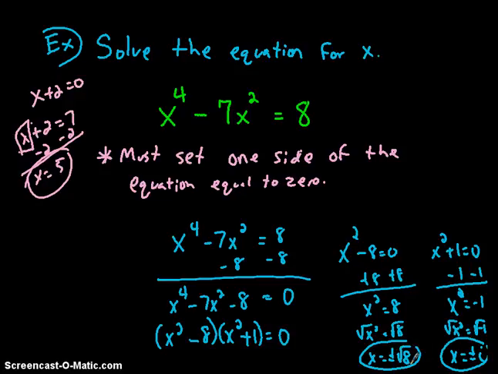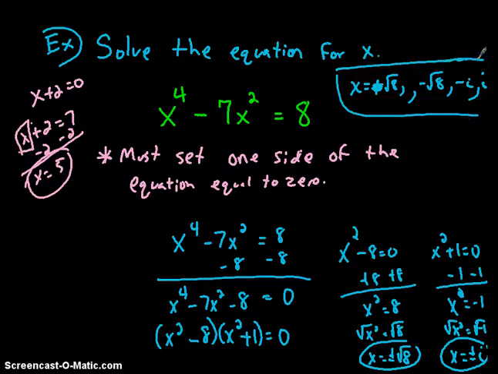So in this case, we have 4 answers. x could be positive square root of 8. x could be negative square root of 8. x could be i. Or negative i. So it could be any of those. So there's 4 different answers. If we look at our equation, it kind of tells us we have 4 different answers. If my degree is 4, well, I should have 4 solutions. And some of my solutions could be imaginary. But those are the solutions to it.